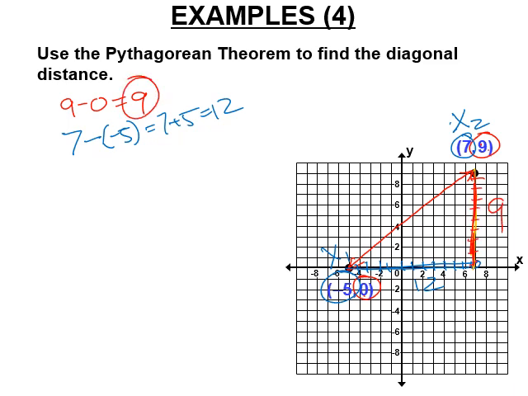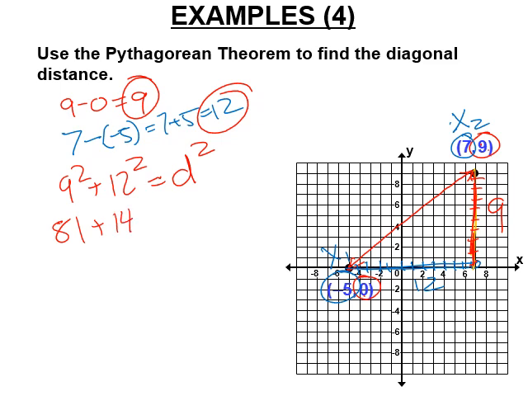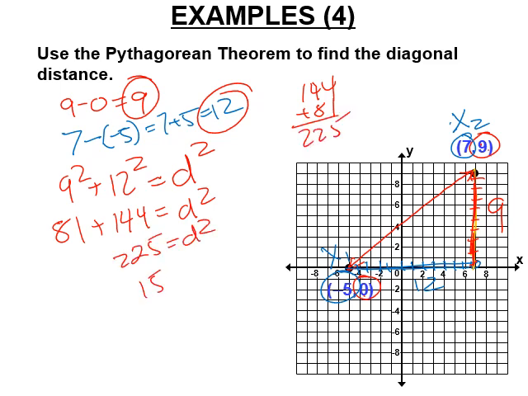So now we have the legs are 9 and 12. Now it's like all the rest of the unit. We're going to call that d for distance. 9 squared is 81. 12 squared is 144. 144 plus 81 is 225. We've memorized the square root of 225. We're just going to say it's positive 15 units.